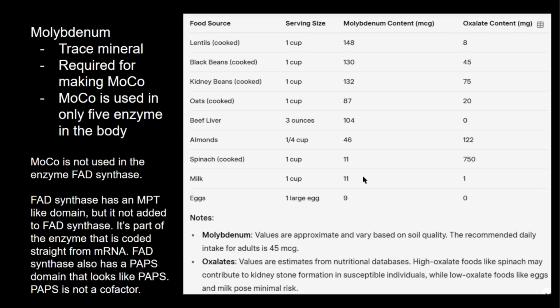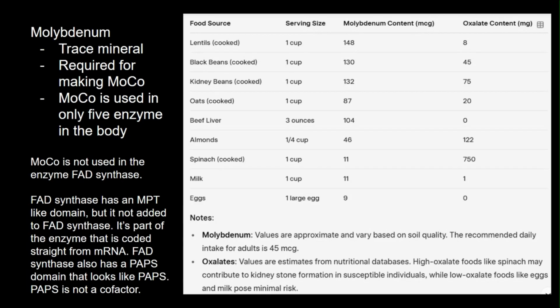So what is molybdenum? It's a trace mineral. It's required for making molybdenum cofactor, which is MoCo. MoCo is used in only 5 enzymes in the human body. MoCo is not used in the enzyme FAD synthase. So what FAD synthase has is an MPT-like domain. The keyword there is like. It looks a lot like MPT, but MPT is not even molybdenum. MPT is basically like the shell that molybdenum is put in to make molybdenum cofactor. And then it's actually part of the FAD synthase enzyme.